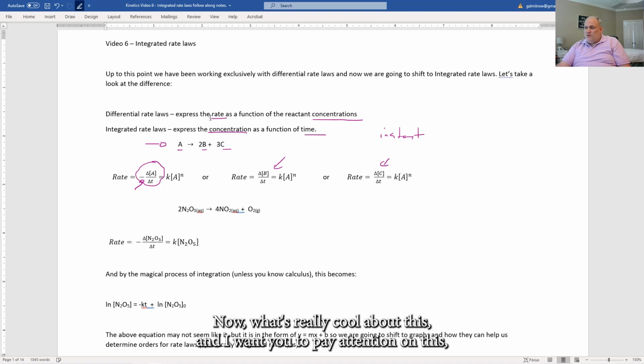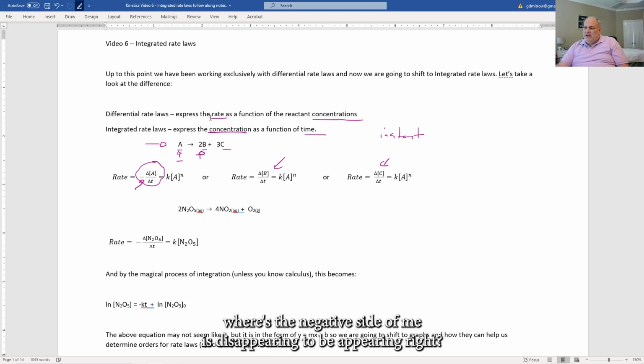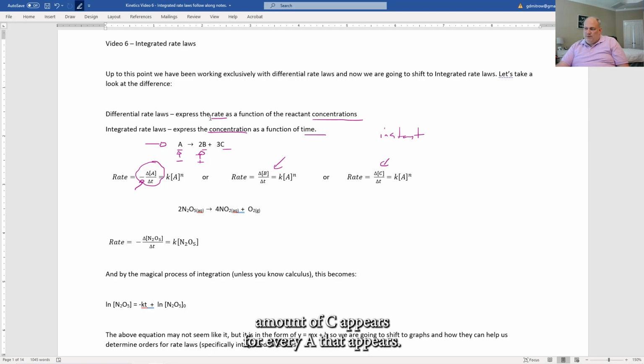Now what's really cool about this, and I want you to pay attention, is that because there are coefficients, we know this truth: if we compare A disappearing, and we'll put a little negative sign to mean it's disappearing, to B appearing, would you agree that double the amount of B appears for every A that disappears? Or triple the amount of C appears for every A that disappears? And what that sets us up for is this.